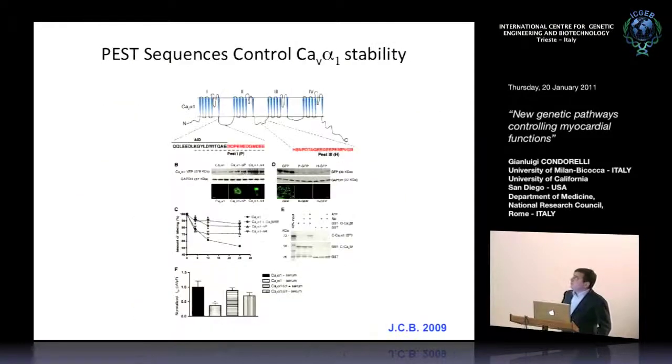So that means it's a sort of stabilizer of the alpha 1. And then we found that the alpha 1 protein has these PEST sequences, so that if you take these PEST sequences out, the protein becomes more stable. And this is interesting because they overlap, in particular this one, with the binding site for beta 2. So the idea is that beta 2 binds to the alpha 1c and covers these PEST sequences from some internal proteases, so that it doesn't allow the proteases to degrade the alpha 1c.